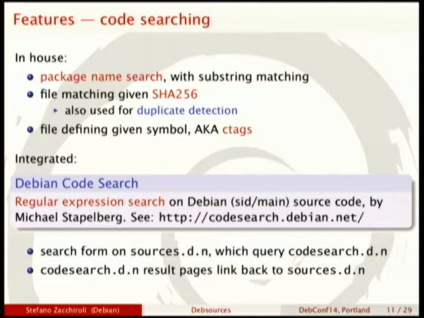So whenever you are on a single file within DebSources, it will tell you the number of duplicates that exist for that file in the code base of DebSources itself.